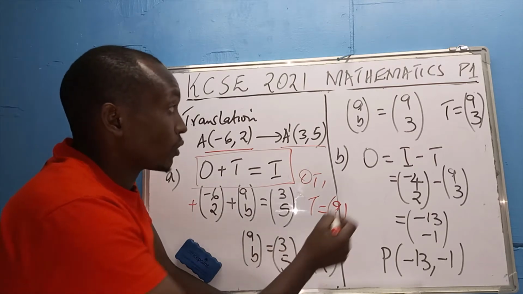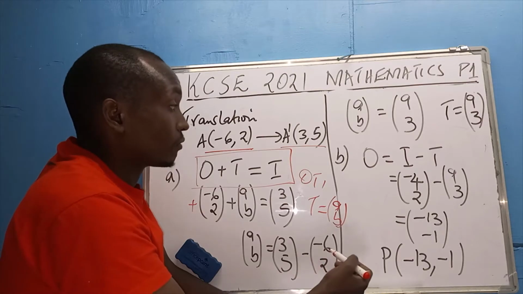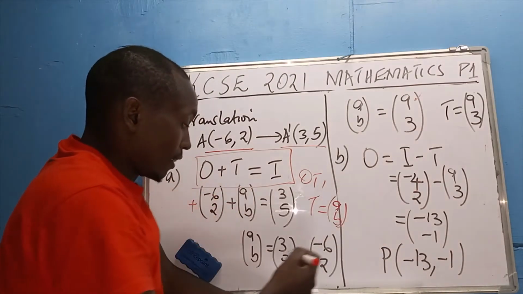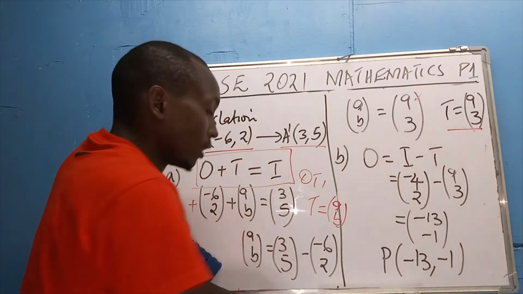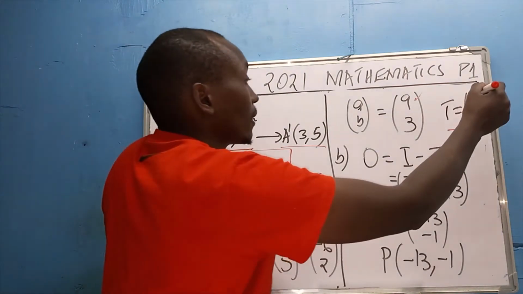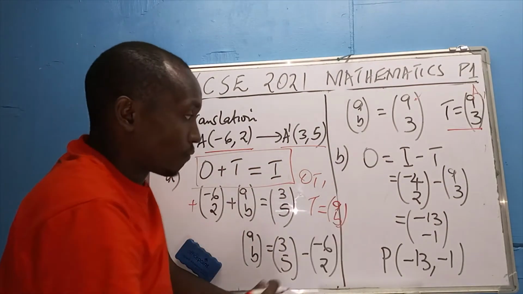With that, this will be 3 minus negative 6, you get 9. Then 5 minus 2, you get 3. So the T I'm looking for, and that is the answer there, is 9, 3. So I have the answer for part A.